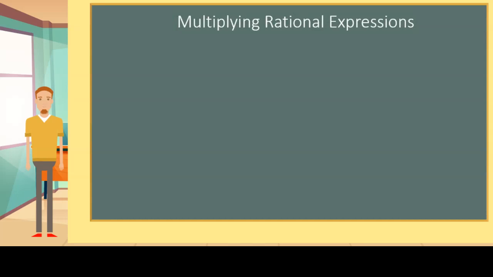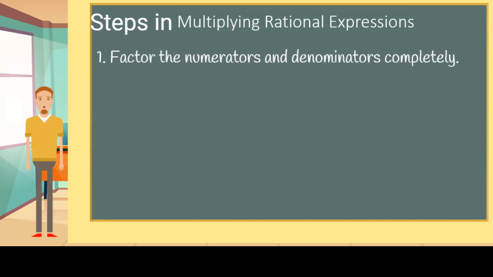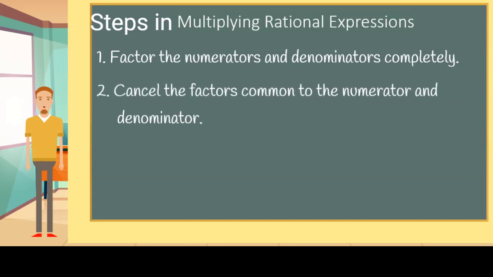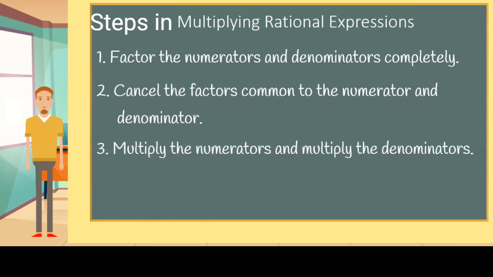These are the steps for multiplying rational expressions. 1. Factor numerators and denominators completely. 2. Cancel the factors common to the numerator and denominator. 3. Multiply the numerators and multiply the denominators.